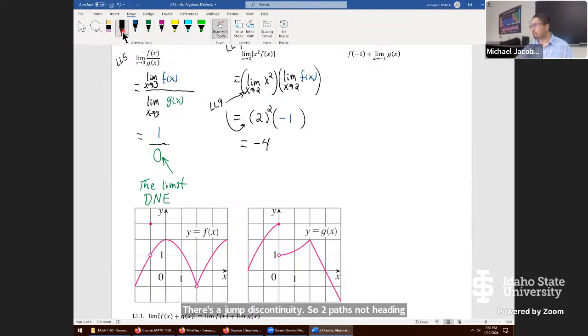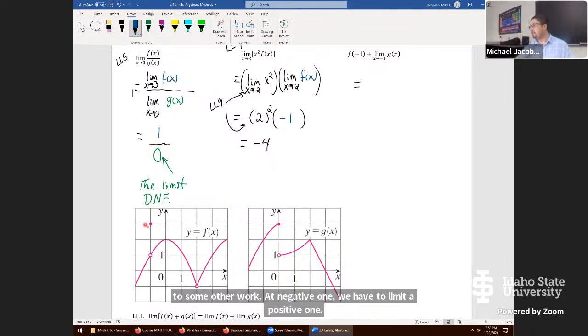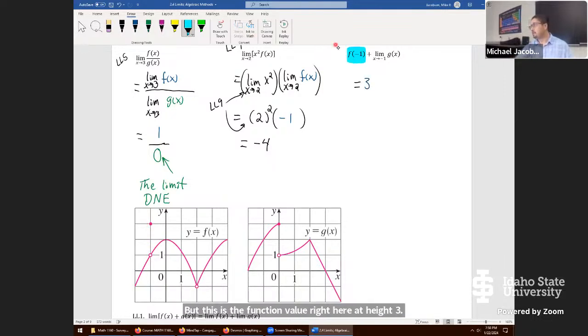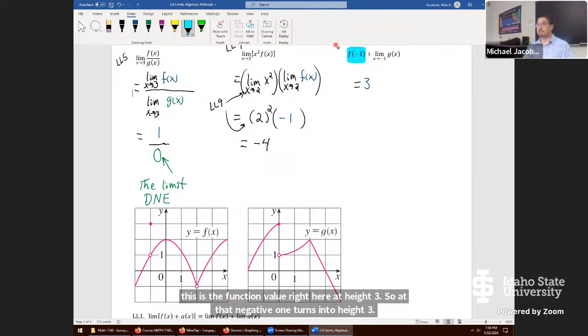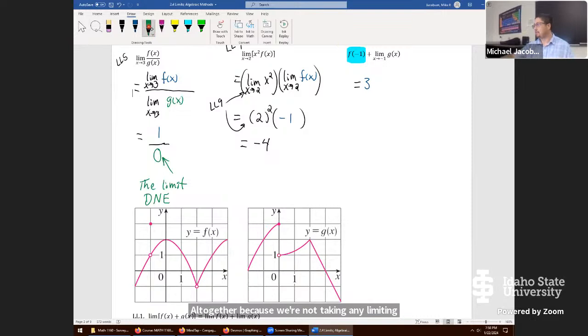First, let's resolve f of -1. That's tying back to some other work. At -1, we had a limit of +1, but this is the function value right here at height 3. So f at -1 turns into height 3 altogether because we're not taking any limiting process on that one. Ordinary algebra for it. Here we're heading towards -1 for g of x. So we're here at -1. We have continuity, so we just directly substitute the value of 2 for that limit. So 3 plus 2. And finally, that means this whole thing resolves to a limit overall of 5.